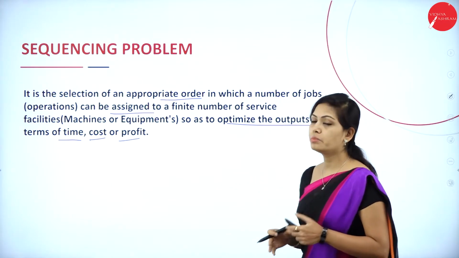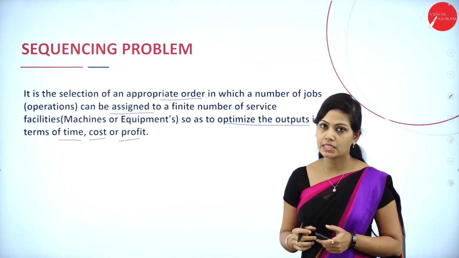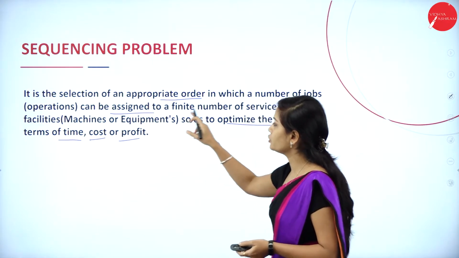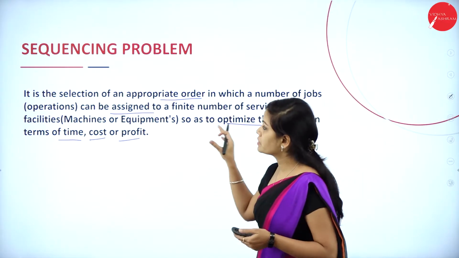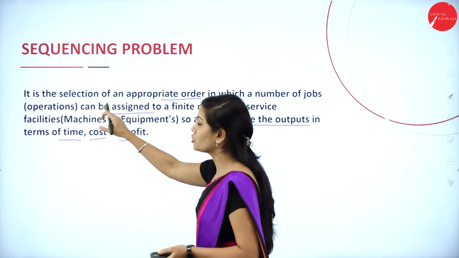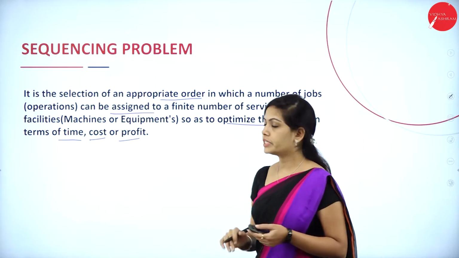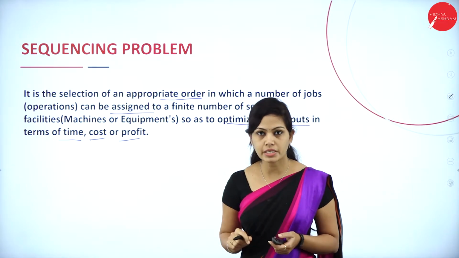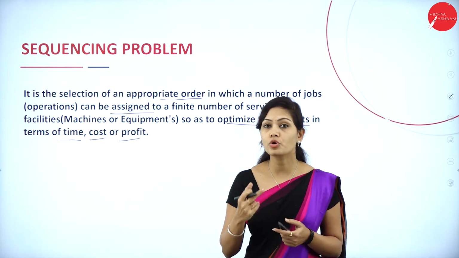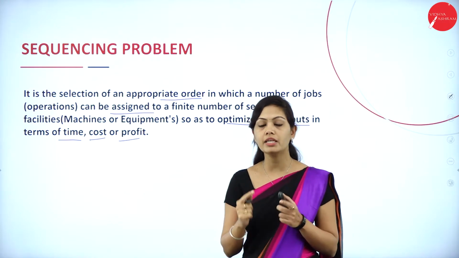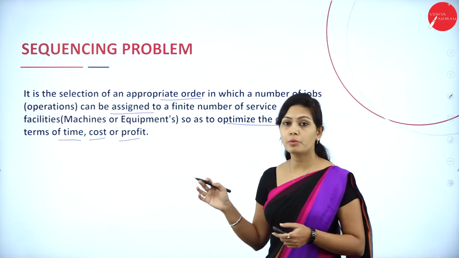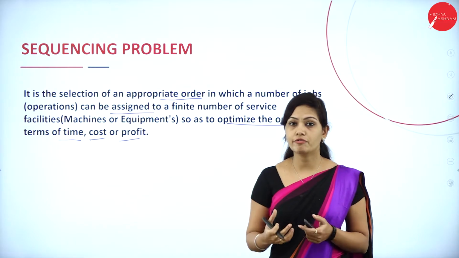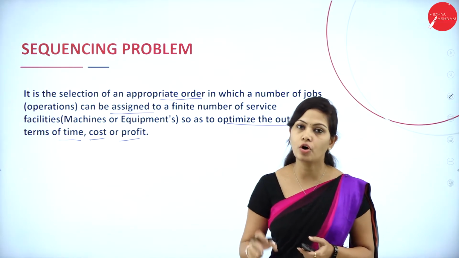This sequencing problem is very helpful for the manufacturing industry. It helps to assign the jobs to a finite number of services. We can find the elapsed time, the processing time of each job, and the idle time of each job.